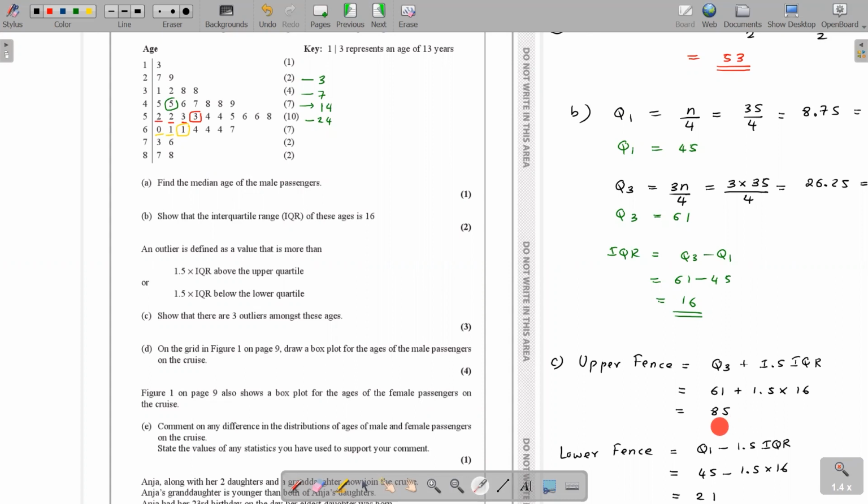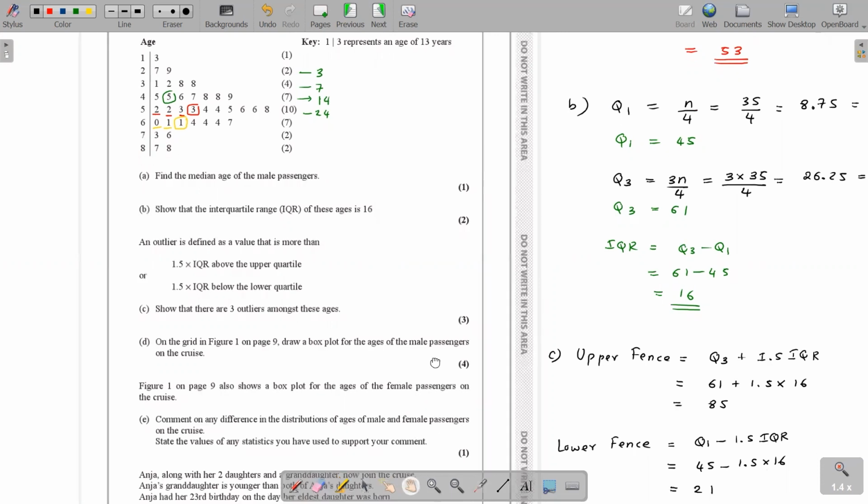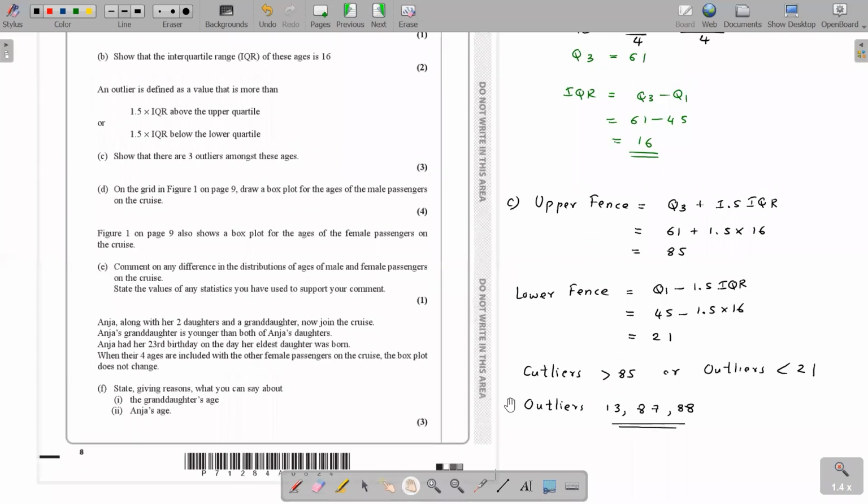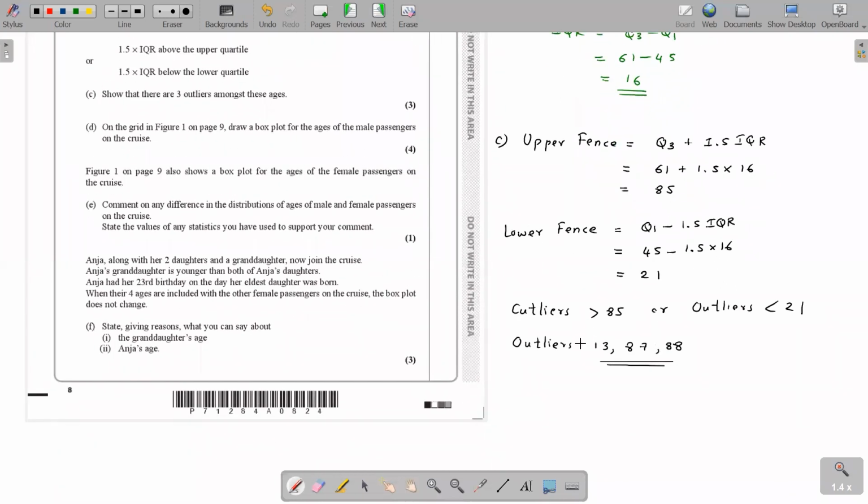Similarly, the upper fence is 85. So you can see, what are the terms that are bigger than 85? 73, 76 are inside, then 87, 88. You see? So you can say outliers are greater than 85 or outliers are less than 21. So what are the outliers? Your outliers are 13, 87 and 88. These are your outliers. Okay. Then show that there are 3 outliers. So there are 3 outliers.